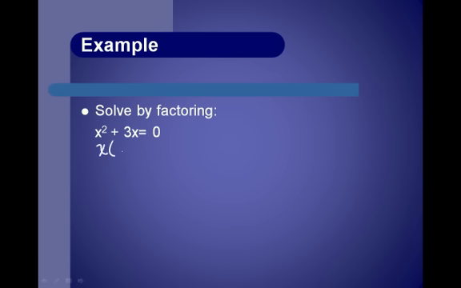So if you pull an x out of the first term, it would leave you with an x. If you pull an x out of 3x, it leaves you with 3. So there's our factored form. Now we're going to set each of these factors equal to 0, which means either x is 0 or x plus 3 is 0. Well, if x equals 0, there's our solution. The second case, we're going to subtract 3, and we get x is equal to negative 3.